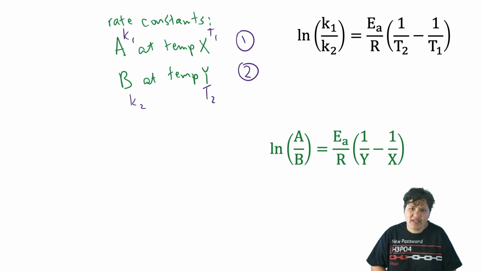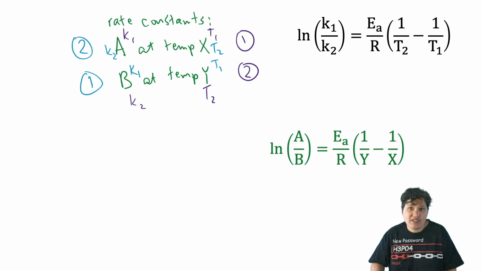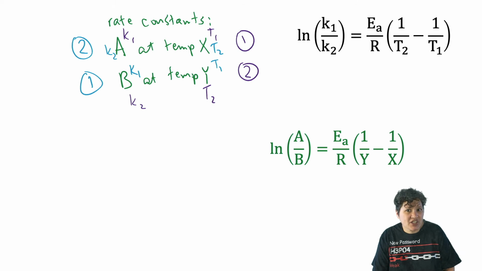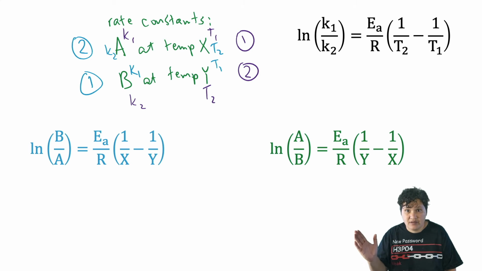Now I want you to imagine that instead we're going to do the opposite. We're going to pick Y and B as condition 1, so T1 is Y and K1 is B. And then X and A are going to be our T2 and K2 respectively. Let's plug those values into our equation and we end up with this.